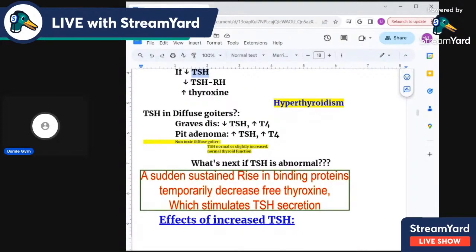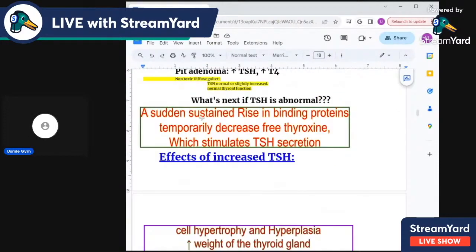So what happened to TSH in diffuse goiter? In Graves' disease, TSH is decreased and thyroxine is increased. And in pituitary adenoma, TSH is increased and thyroxine is also increased. So in pituitary adenoma, both TSH and thyroxine increase, but in Graves' disease, only thyroxine is increased and TSH is decreased due to negative feedback inhibition of TSH and TRH. I already explained it. A rise in binding protein decreases the free thyroxine hormone and that increases the TSH secretion.